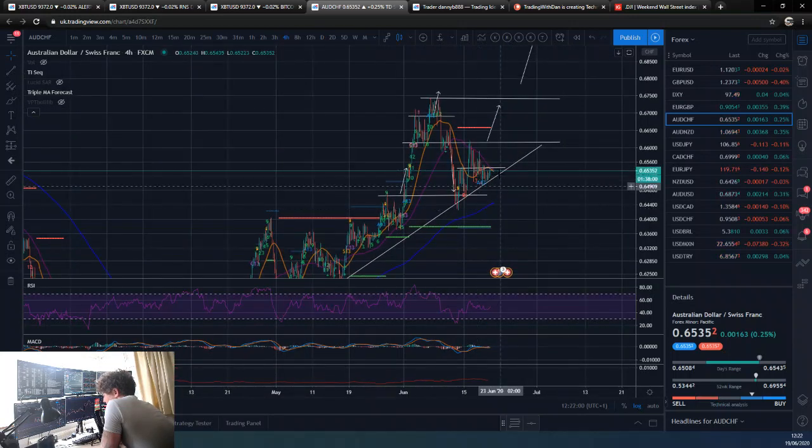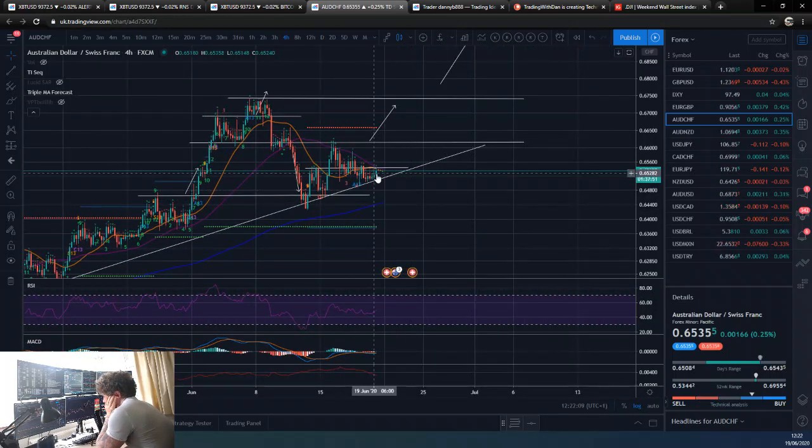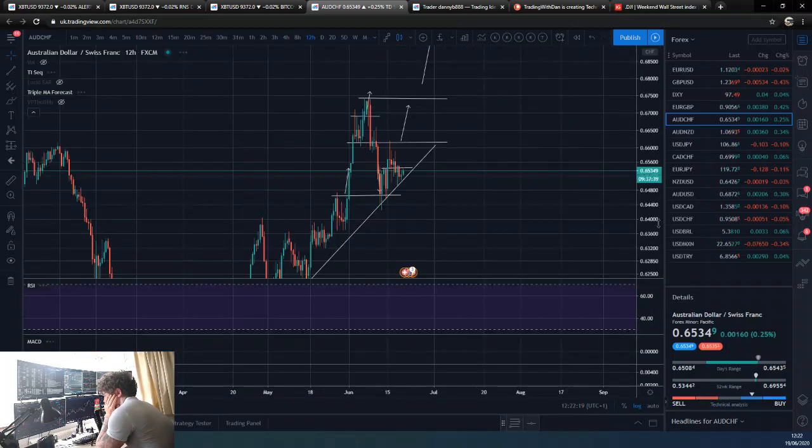So yeah, there's no real reason to not take a high reward, low risk trade here. You can easily have your stop under here, and then you can basically target here if you want, or more likely there, and then potentially higher. So that looks like a good risk reward trade to me.